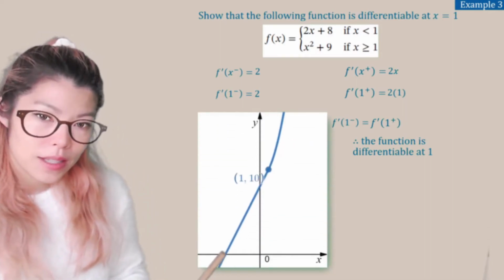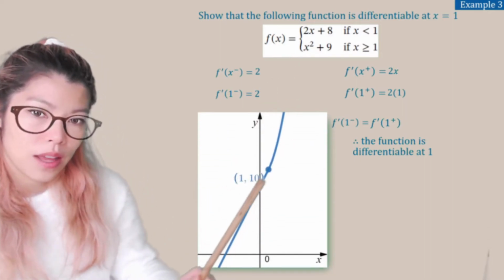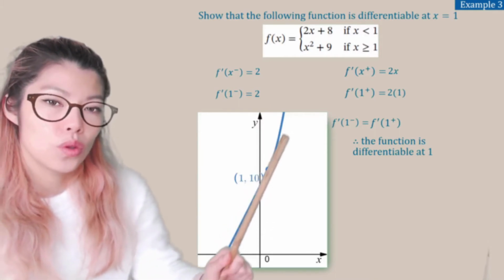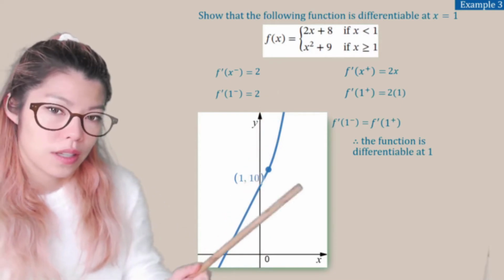What does the graph look like? From the left side, 2x plus 8, it looks like this. And at this point, both sides have a gradient of 2, so it's a smooth joint. If the gradients were different, then it wouldn't be smooth.